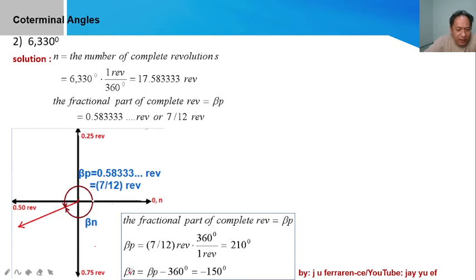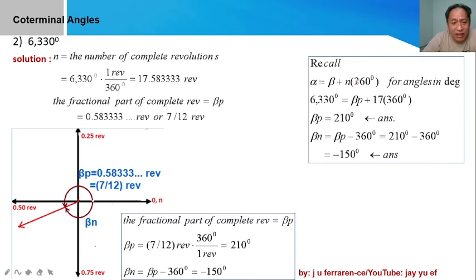For the smallest negative, we can have the smallest positive subtracted by 360 degrees, and the result is negative 150 degrees. Now, when the term was introduced in our first slide, there is a formula stated in the definition, so we have to recall that one. The formula runs as this: alpha is equal to beta plus n times 360 degrees if the angle is in degrees. This is in degrees, so I'll be using this one.